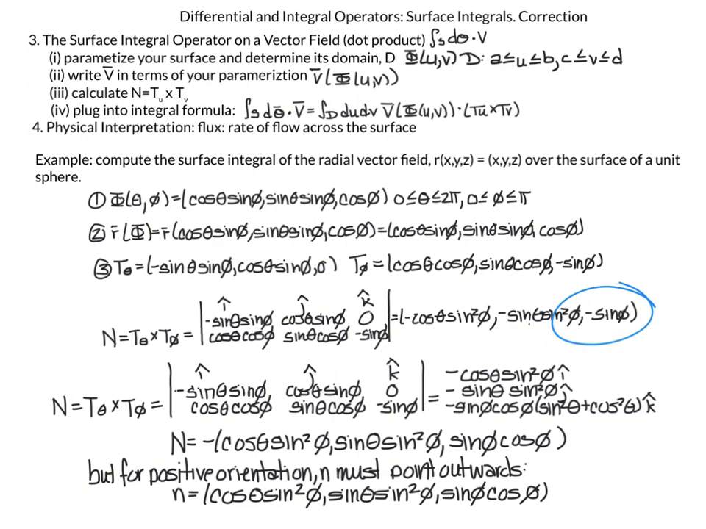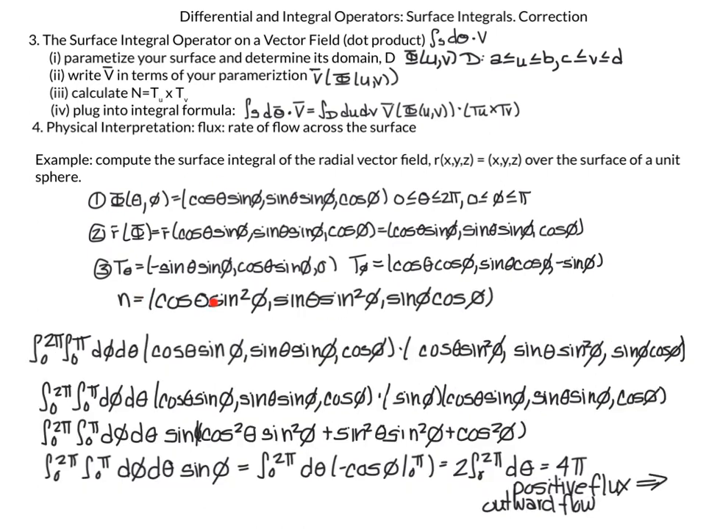Also, we talked about for a closed surface that the positive orientation is pointing outwards, away from the closed surface, whereas the negative orientation is inwards towards the center of the closed surface. So here we have the negative orientation, but again, for the surface integral, we need to choose the positive orientation. So the normal that I should have used was cosine theta sine squared phi, sine theta sine squared phi, and sine phi cosine phi. Again, the positive, not the negative.